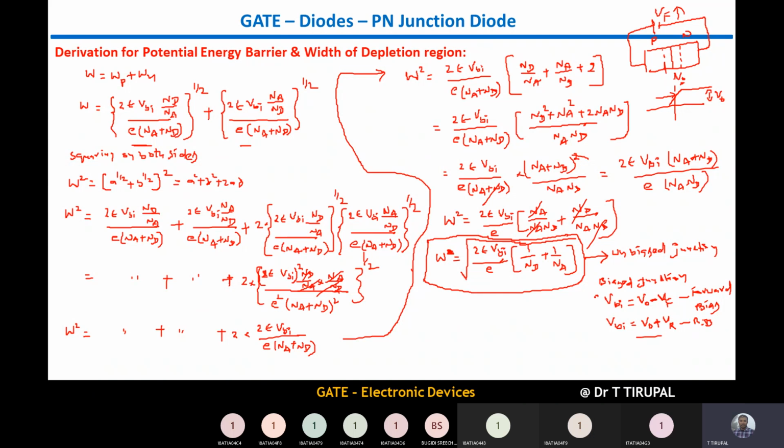Now if you substitute VBI is equal to V0 minus VF and VBI is equal to V0 plus VR here, then you will get the expressions for both biased junctions. This VBI should be replaced by V0 minus VF for forward bias and V0 plus VR for reverse bias. Then the width of depletion region will exist for biased junctions.